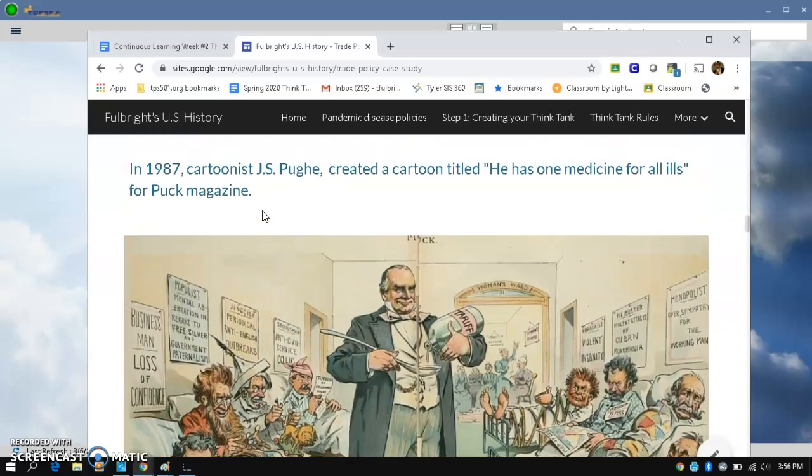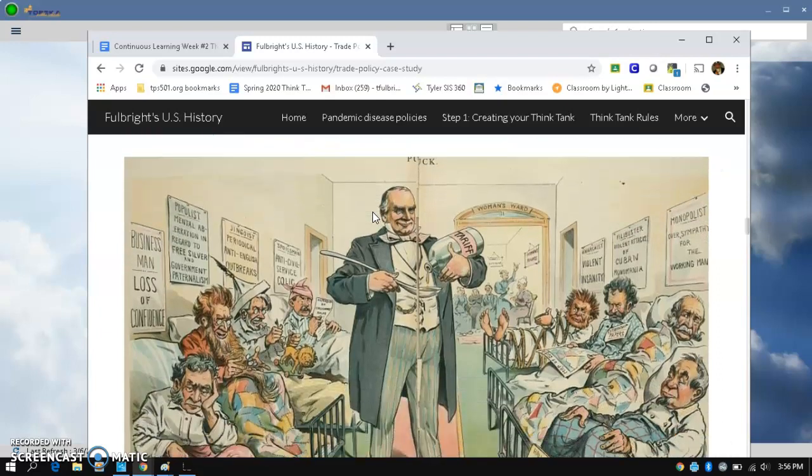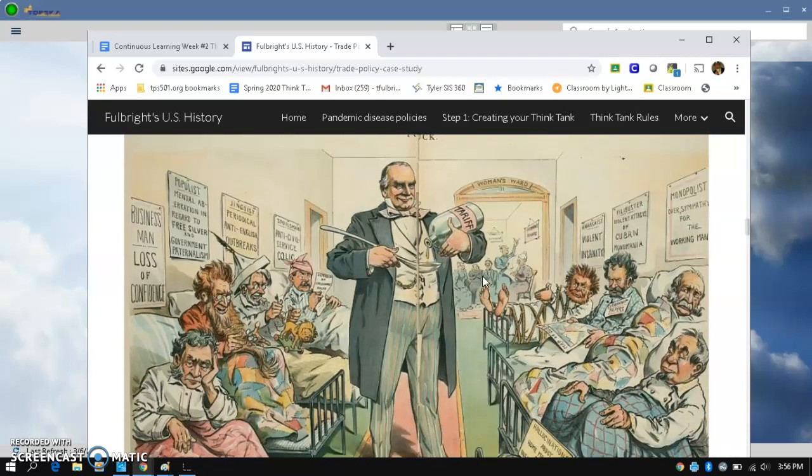Okay, let's talk about this cartoon by J.S. Pughe. He has one medicine for all ills. We have a doctor here. That's actually President William McKinley. If you remember our historic context, when he worked in the Senate, he passed one of the largest tariffs in history. What's the medicine that he thinks is going to fix all of these people's problems?